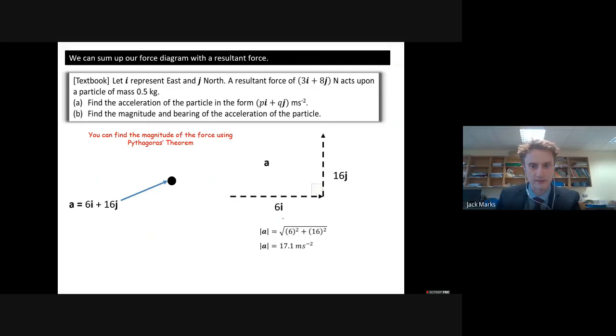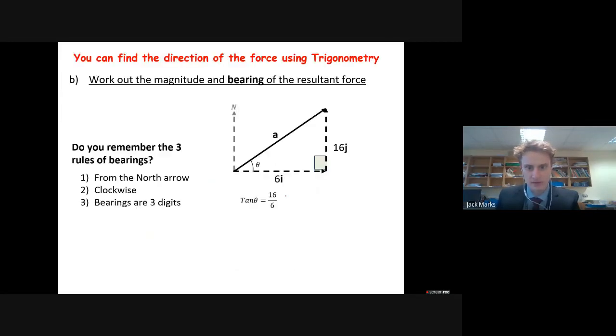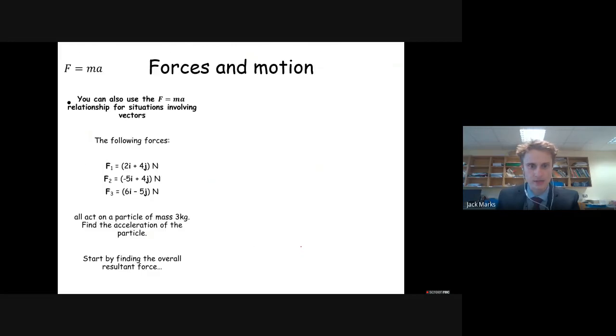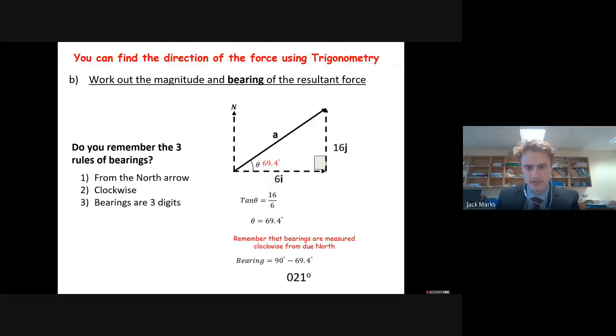And let's quickly look at it. So let's see if we've got our angle here. We do arctan of 16 over 6, so we get 69.4 degrees. And then we remember to take it away from 90. Okay. So that's our final answer for a bearing.